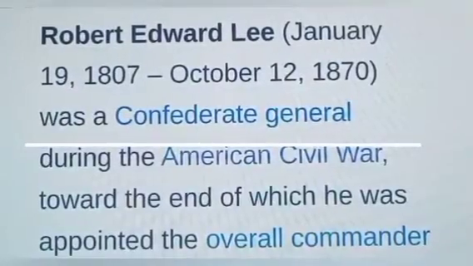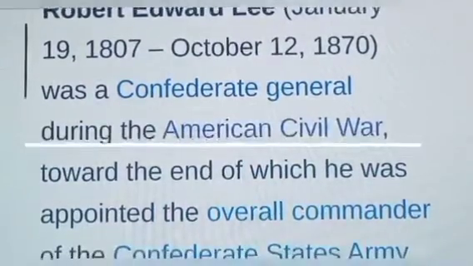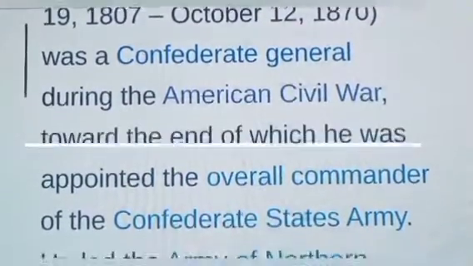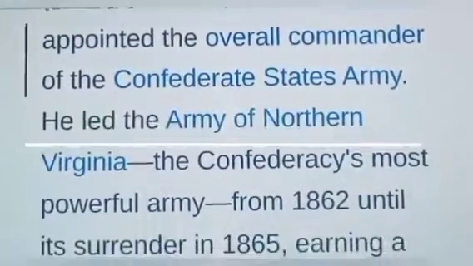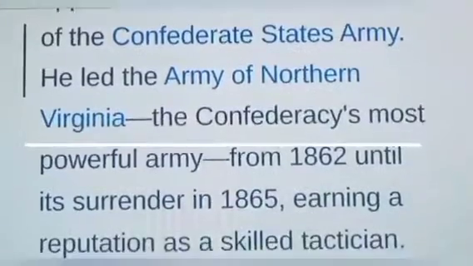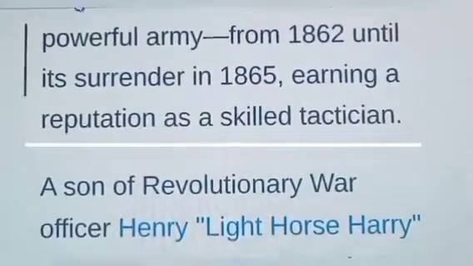Robert Edward Lee, January 19, 1807 to October 12, 1870, was a Confederate general during the American Civil War, toward the end of which he was appointed the overall commander of the Confederate States Army. He led the Army of Northern Virginia, the Confederacy's most powerful army, from 1862 until it surrendered in 1865, earning a reputation as a skilled tactician.